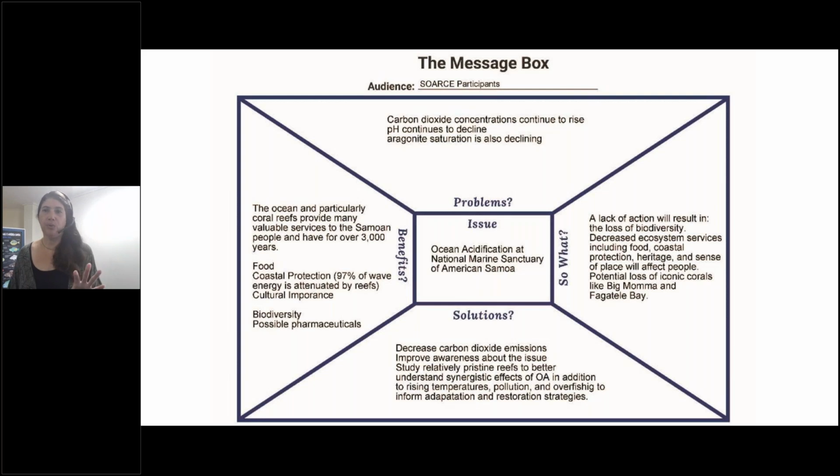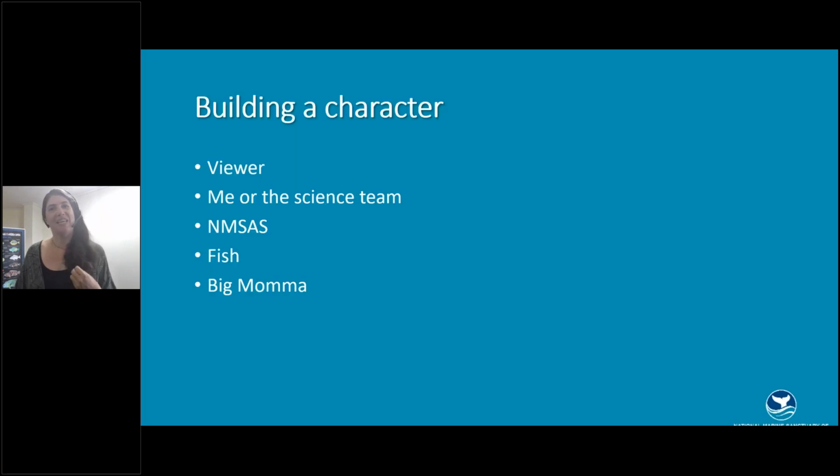So this is a great tool. You can use it for any issue, any audience, and I highly, highly recommend it. But when we're talking about storytelling, we've got to go another step beyond that. And so the first thing they tell you is to create a character. And so that can be a lot of different options. It can include the viewer. You can bring them into the story. It can be yourself. It can be your team, your office. It could be something like a fish that you have wandering around.